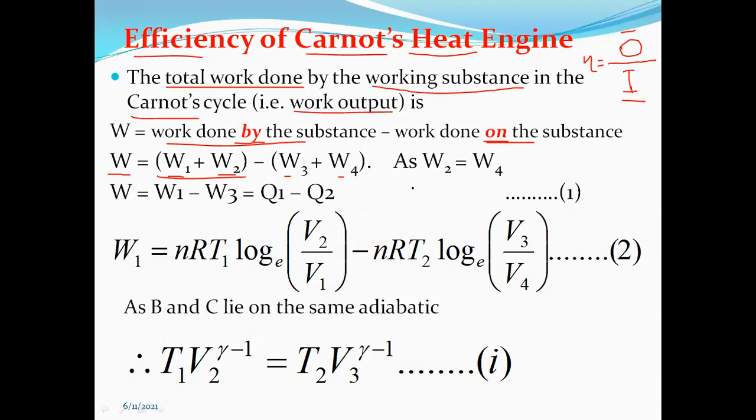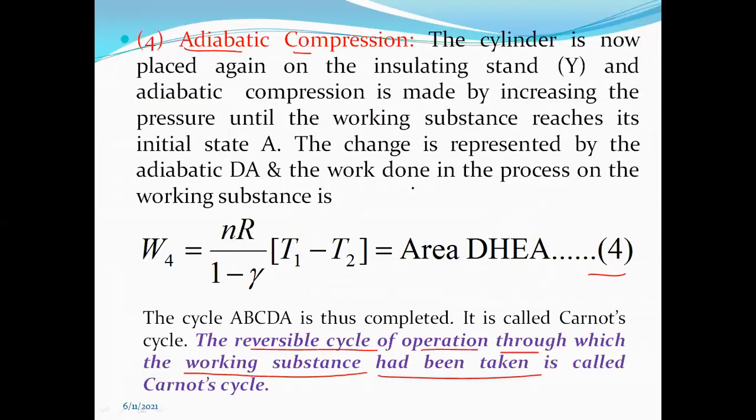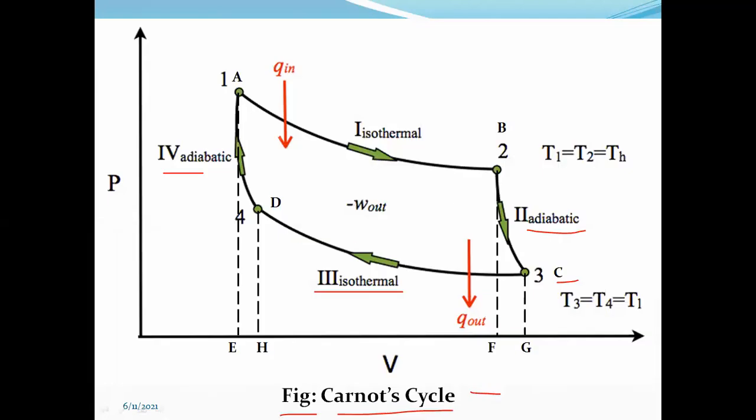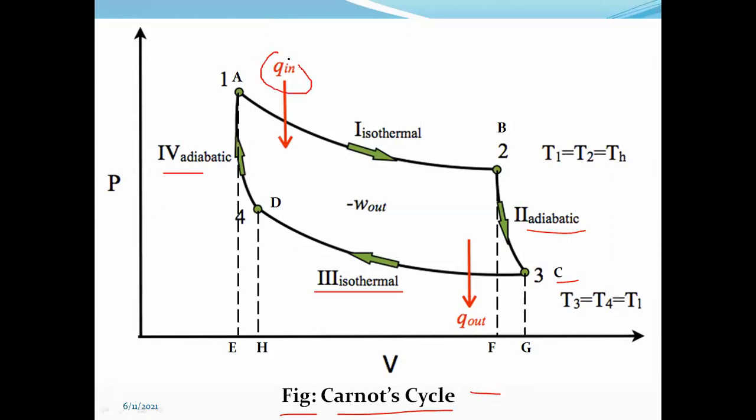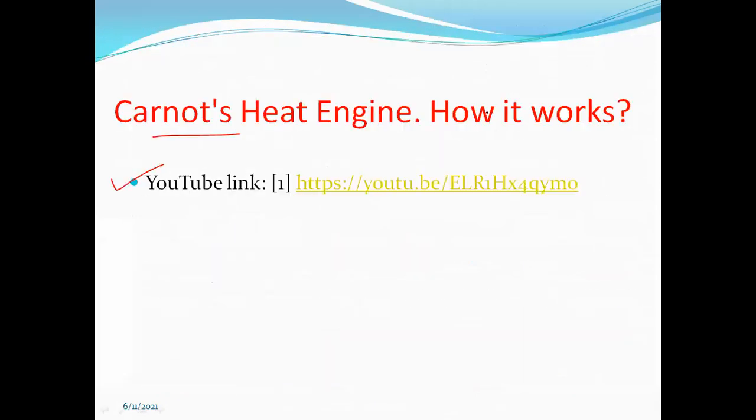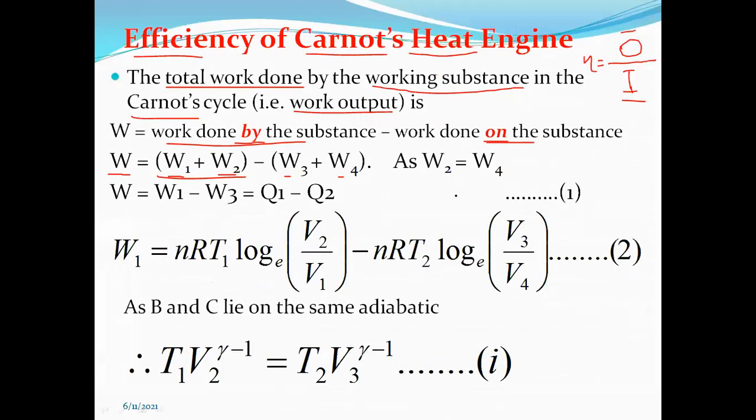So if you remember the Carnot cycle very well, I have written over here Q in and Q out also, that is input and output. According to the Carnot cycle or according to the indicator diagram, we can say that W2 is equal to W4. So if W2 is equal to W4, then we can rewrite the equation as W is equal to W1 minus W3 is equal to Q1 minus Q2.